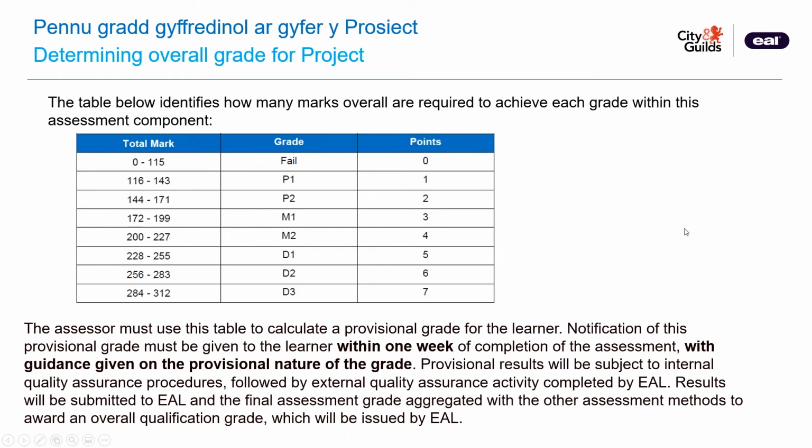So the assessor must use this table to calculate a provisional grade for the learner. Notification of this provisional grade must be given to the learner within 1 week of the completion of the assessment, with guidance given on the provisional nature of the grade. Provisional results will be subject to internal quality assurance procedures, followed by external quality assurance activity completed by EAL. Results will be submitted to EAL and the final assessment grade aggregated with other assessment methods toward an overall qualification grade, which will be issued by EAL.